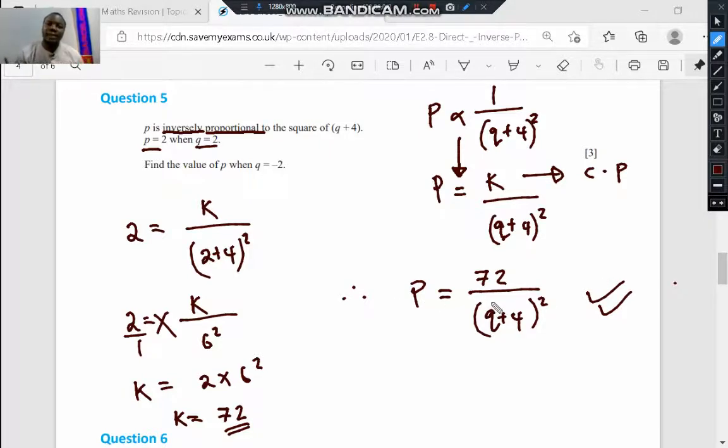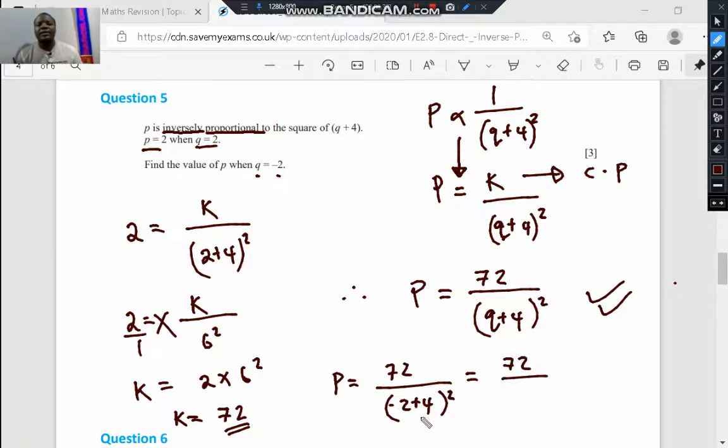Okay, so we've got our marks there. Let's see now what they are saying. They are saying find the value of P when Q is equal to negative 2. So what we do now is substitute where there is Q, we put negative 2 in this new formula. So P would be equal to 72 over negative 2 plus 4, everything squared. Negative 2 plus 4 is the same as 4 take away 2, which is 2.